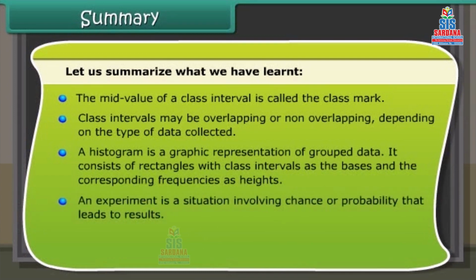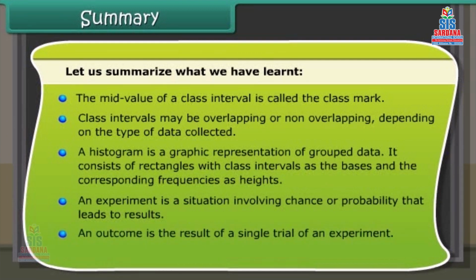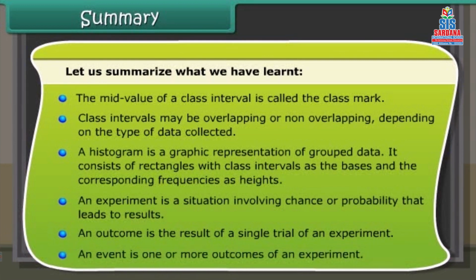An experiment is a situation involving chance or probability that leads to results. An outcome is the result of a single trial of an experiment. An event is one or more outcomes of an experiment.